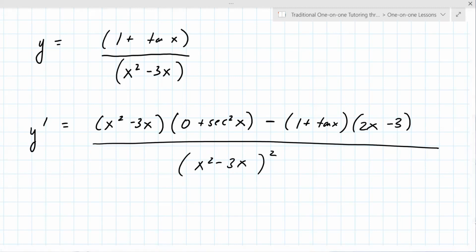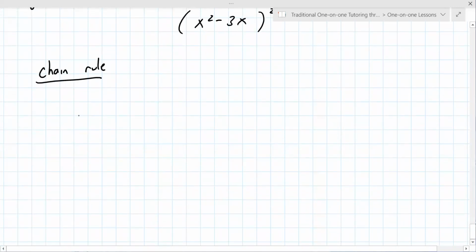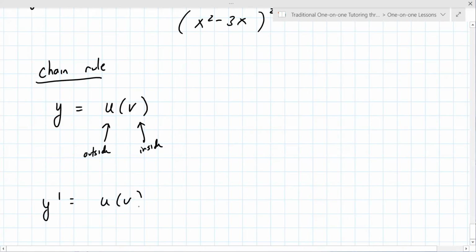Okay, great. So let's move on to chain rule. This one doesn't simplify very nicely. Chain rule says if you have an outside function and an inside function, this is outside and this is inside, the derivative is you keep it, but then you multiply by the derivative of the inside function.